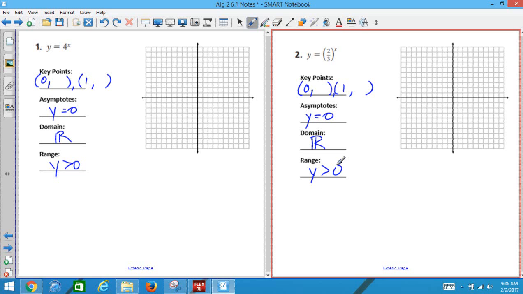You're saying if it's decay, you're saying if it's growth, you're finding your key points, you're finding your asymptote, you're finding your domain, and your range. And graphing it. Oh my gosh, so much. I think we've done way more work in here before. This isn't too bad.